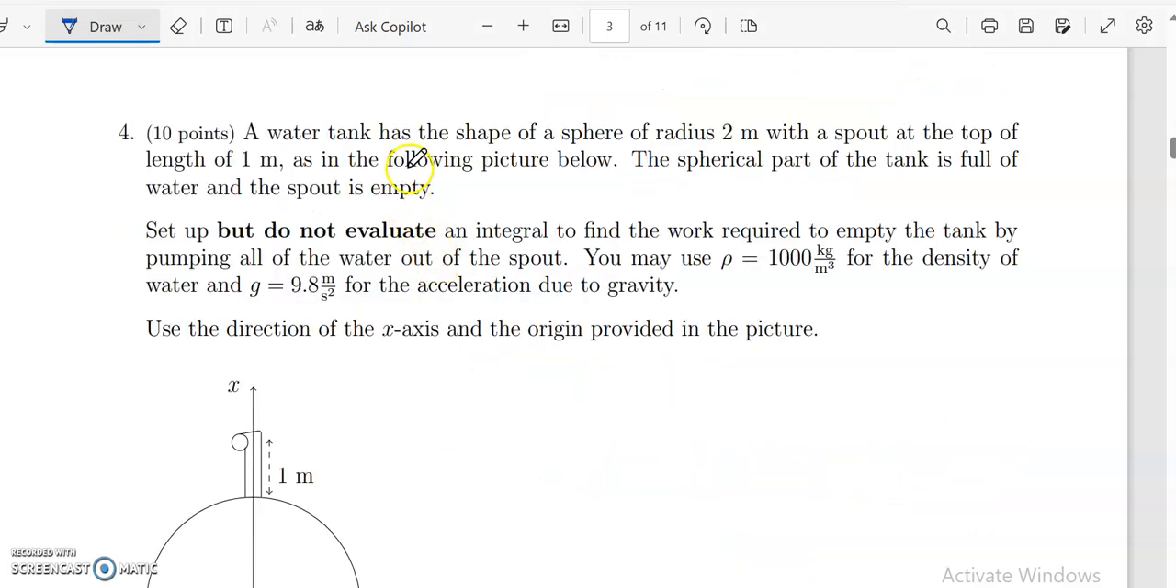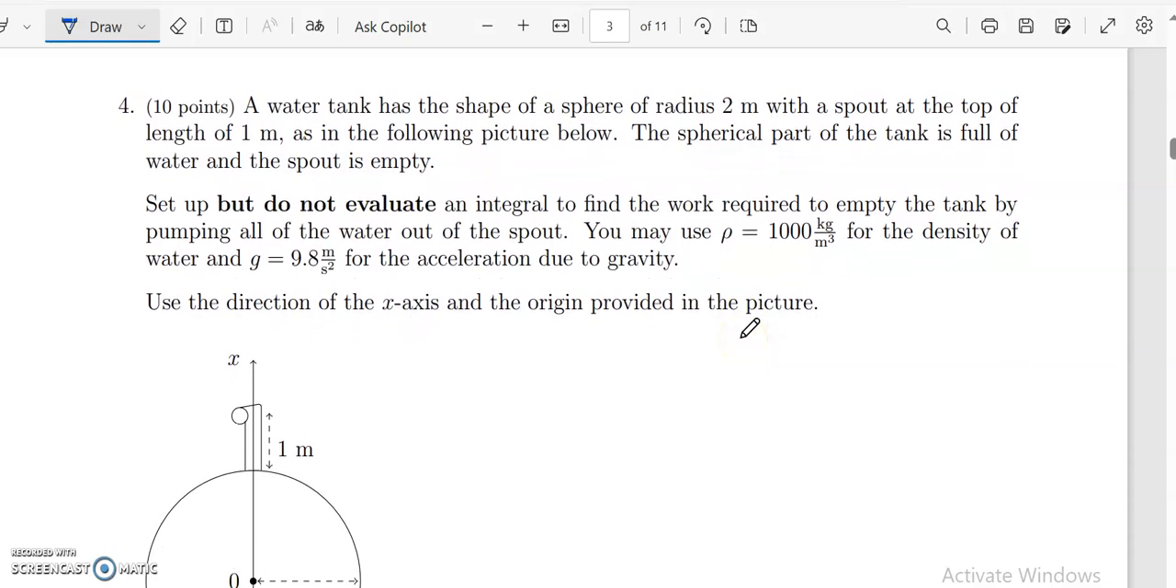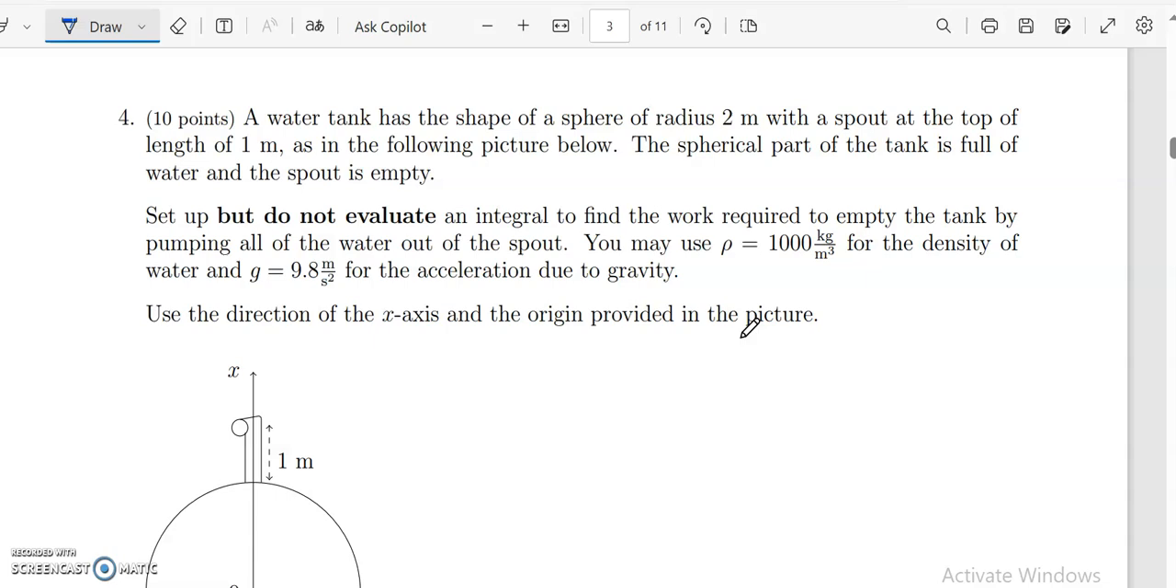Next problem, a water tank has the shape of a sphere of radius 2 meter with a spout on top of length 1 meter, as in the following picture below. The spherical part of the tank is full of water and the spout is empty. Set up but do not evaluate an integral to find the work required to empty the tank by pumping all the water out of the spout. So we may use rho equal to 1000, which is the density of water, and g equal to 9.8, which is the acceleration due to gravity.